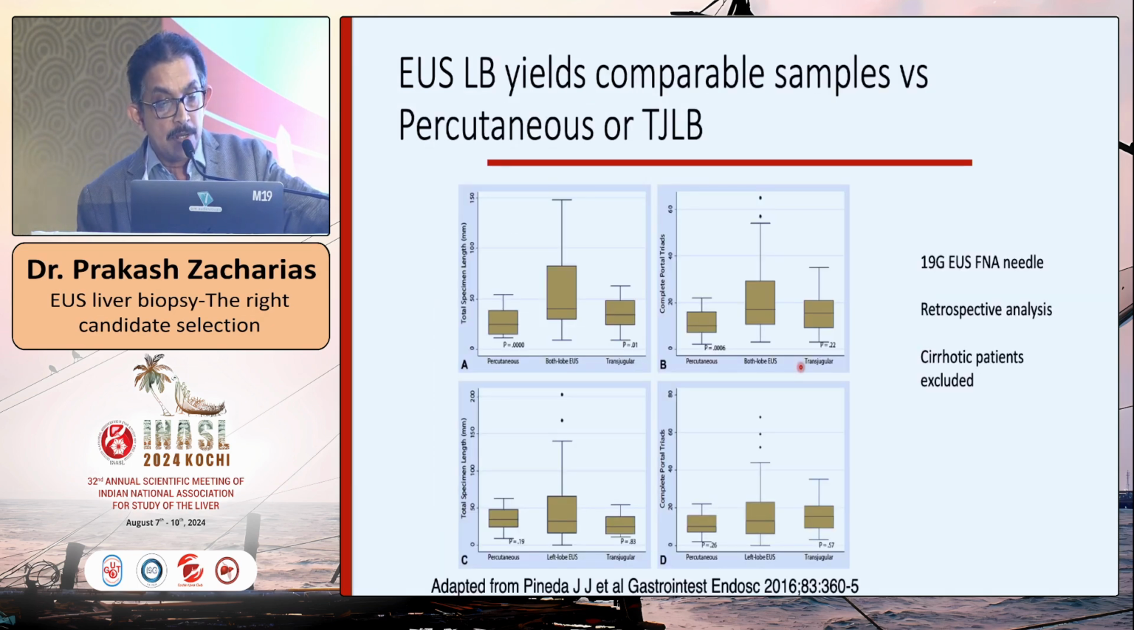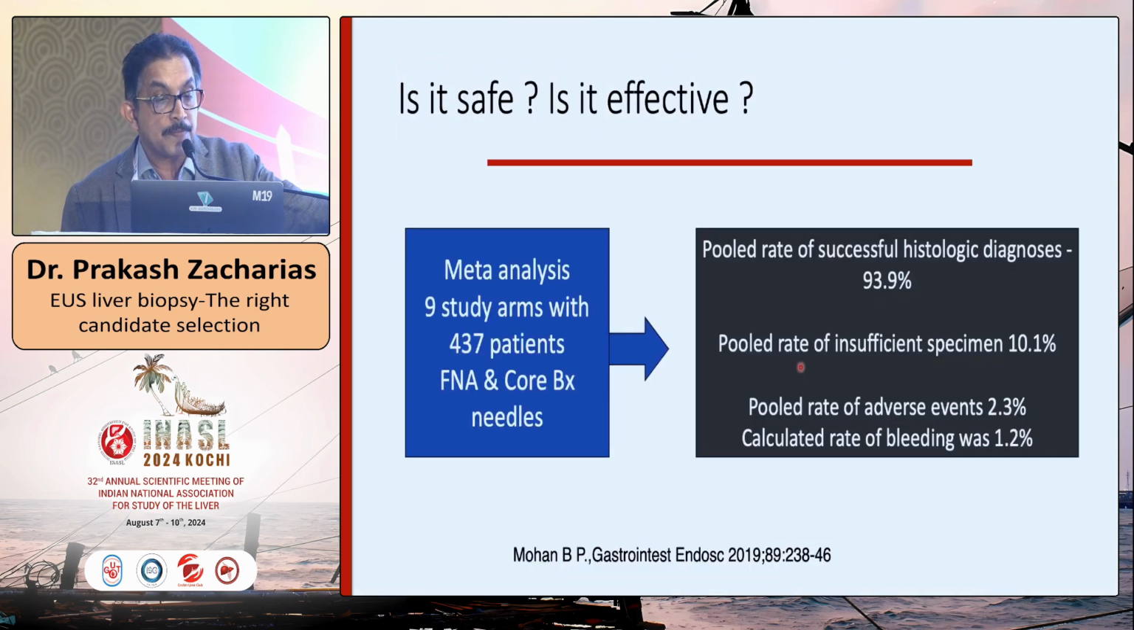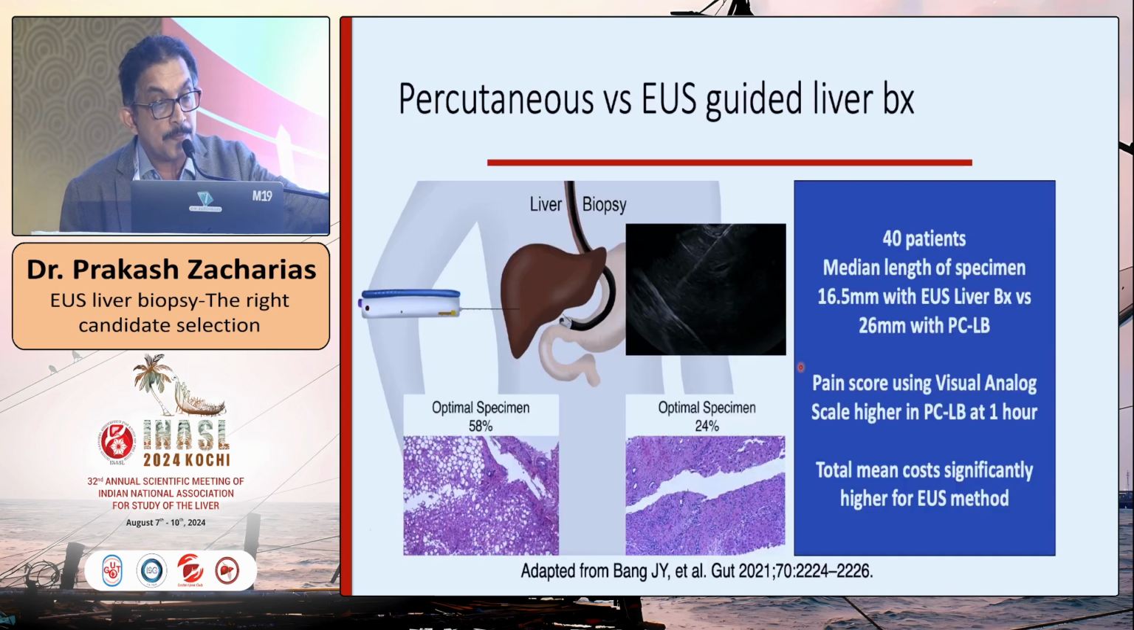So the initial studies were on US-guided FNA needle. It was shown that the complete portal tracts and the total length of tissue were equivalent or better compared to the percutaneous liver biopsy. And the earlier studies excluded cirrhotic patients because the fragmentation was more in this. Is it safe or is it effective? The first meta-analysis in 2019 included 9 study arms with 437 patients. The pooled rate of success was about 93.9%, the pooled rate of adverse events was only 2.3%, and the calculated rate of bleeding was about 1.2%.